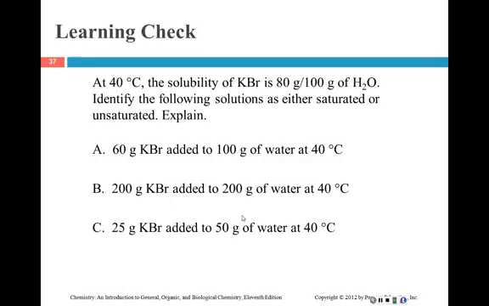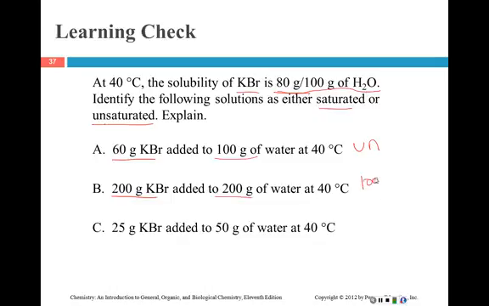At 40 degrees, the solubility of potassium bromide is 80 grams per 100 grams of water. Identify the following solutions as either saturated or unsaturated and tell why. Okay, you've got 60 grams of potassium bromide in 100 grams of water at 40 degrees C. The solubility is 80. So does it have as much as it can possibly take? No, it's not. So it's unsaturated. You've got 200 grams of potassium bromide in 200 grams of water. That's the same as what?